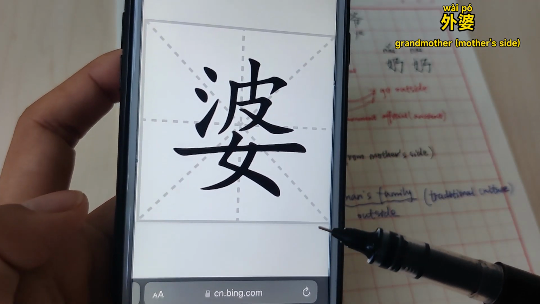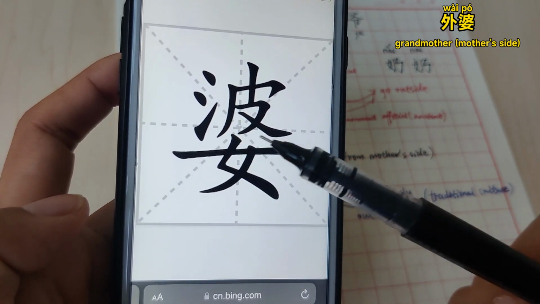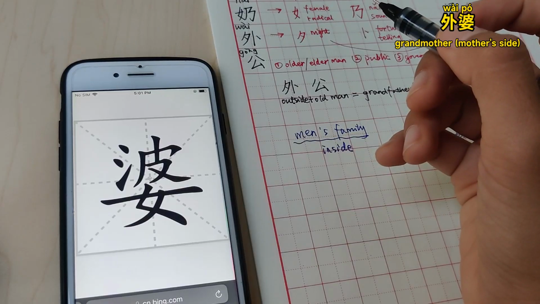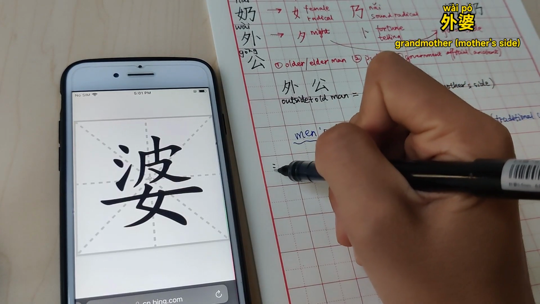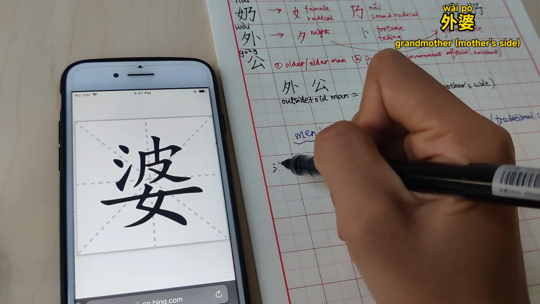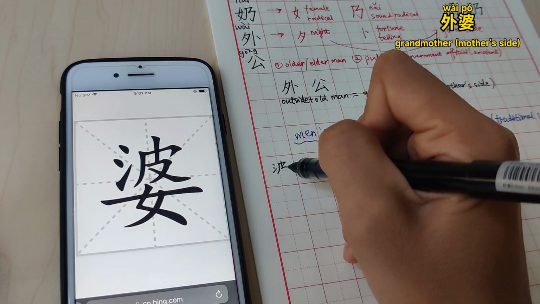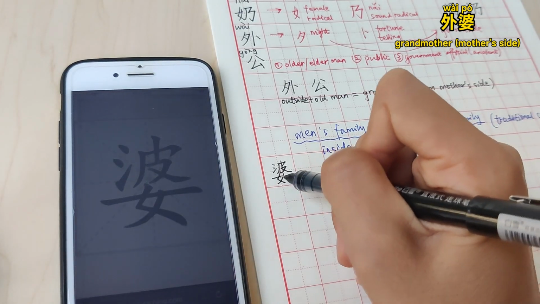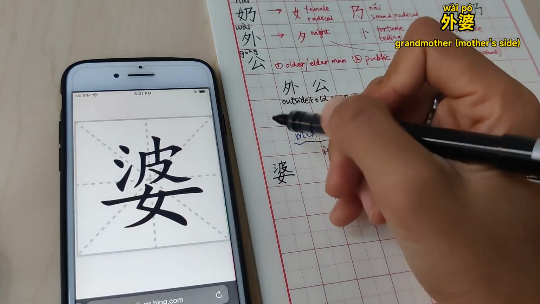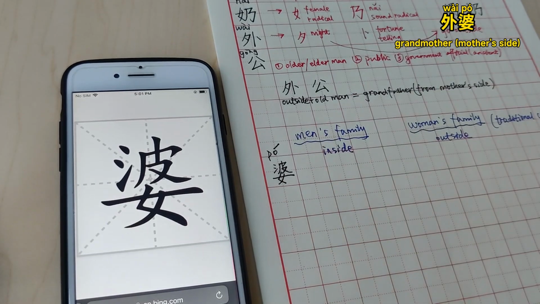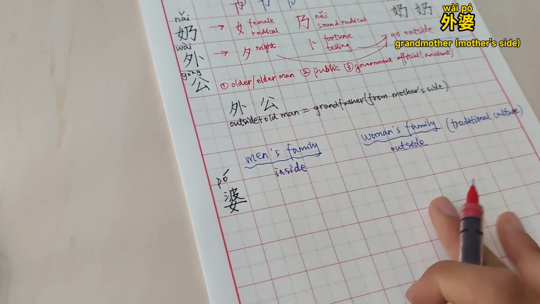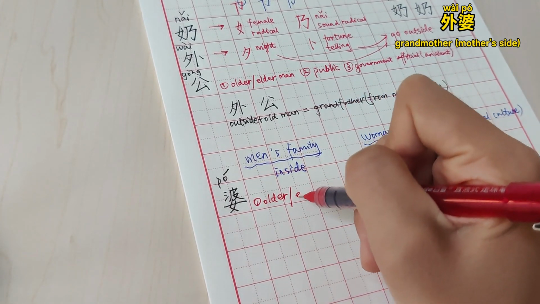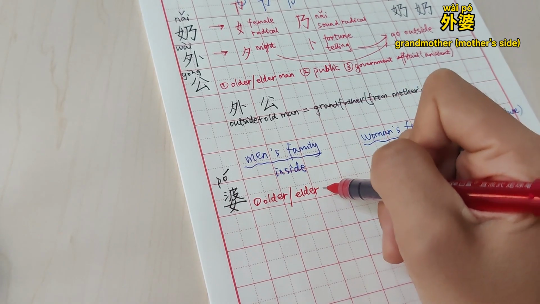It's a top-bottom structure. And at the bottom part, it's a female radical again. Top part of it, we go 1, 2, 3. And then, as for the bottom part of it, it's a female radical. Okay, so this is 婆. As for the 婆, it just means older or elder woman.